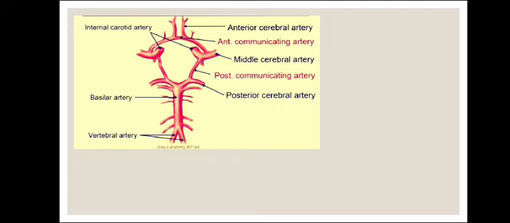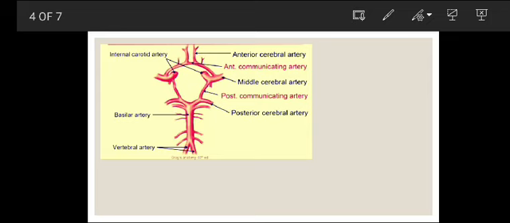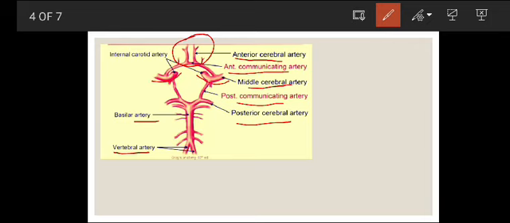Let's see the circle of Willis in detail. Here you can see the vertebral arteries, which form the basilar artery, which divides into the posterior cerebral arteries. From that, the posterior communicating artery connects with the middle cerebral artery. And here you can see the anterior cerebral artery, and between them the anterior communicating artery, and these two arise from the internal carotid artery.